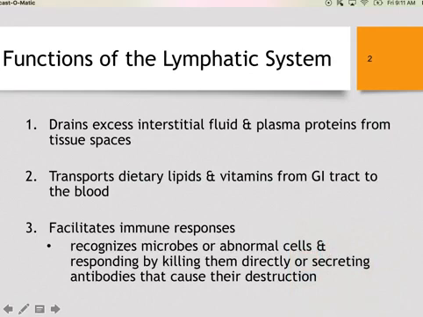So basically with the immune system, in the lymph nodes, as the fluid is traveling through the lymph nodes, we're going to have those white blood cells that will recognize microbes and even cancerous tissue, and hopefully they will respond by killing them or producing antibodies to help kill off whatever the infection is. Okay, but again, I'll talk a little more about that in a few slides.